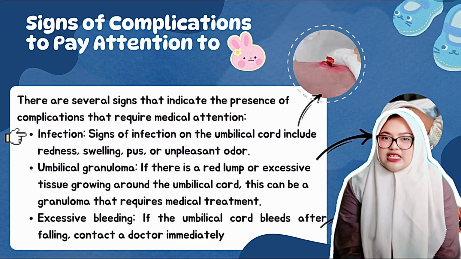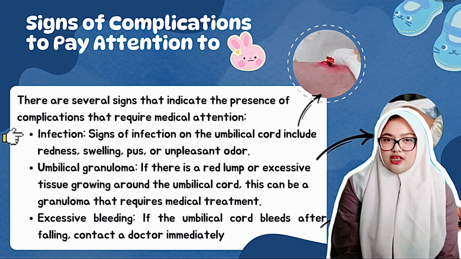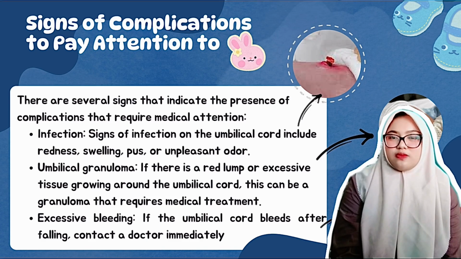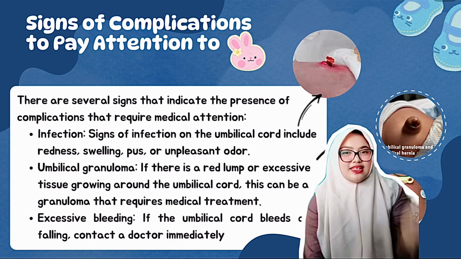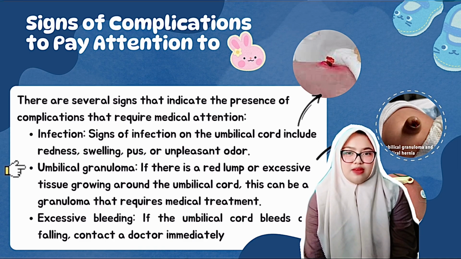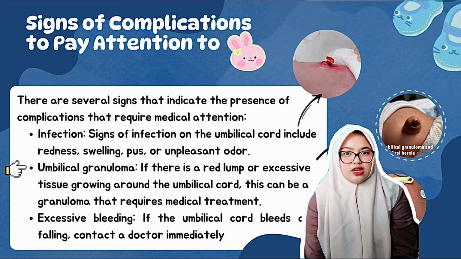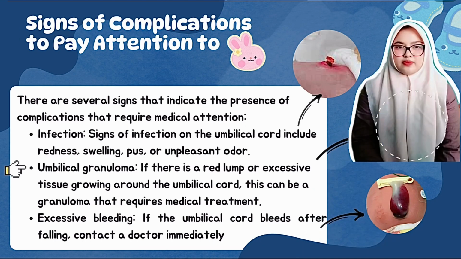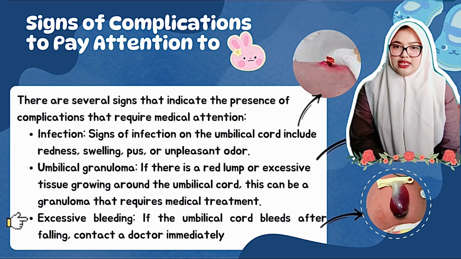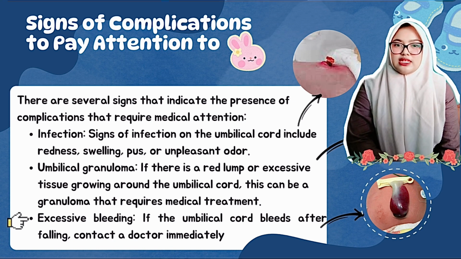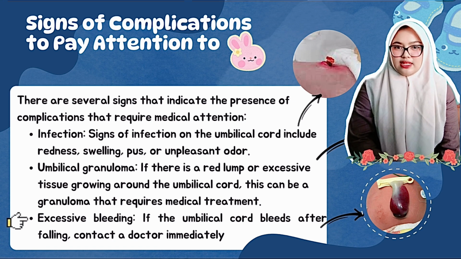First, infection. Signs of infection on the umbilical cord include redness, swelling, pus, or unpleasant odor. Second, umbilical granuloma. If there is a red lump of excessive tissue growing around the umbilical cord, this can be a granuloma that requires medical treatment. Third, excessive bleeding. If the umbilical cord bleeds after it has fallen off, this is a sign to seek medical help immediately.